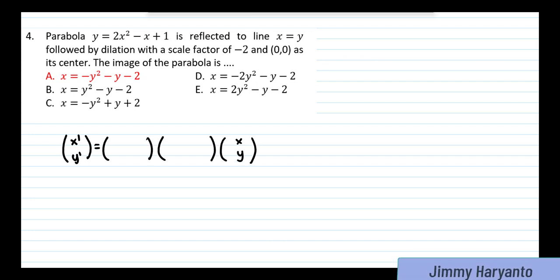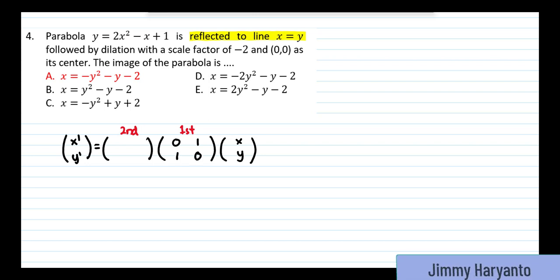Okay, it will be like this. So this is the first transformation, and this one is for the second transformation. For the first transformation, you have to write down the matrix for reflection to the line y equals x. That means the matrix will be 0 1 1 0.